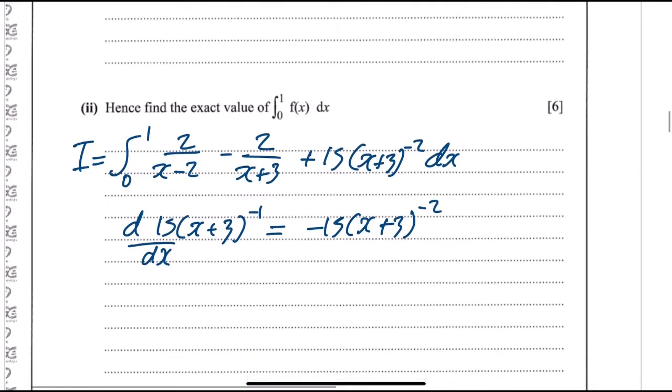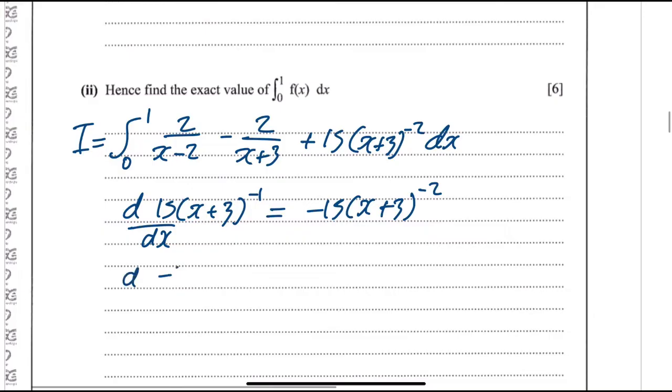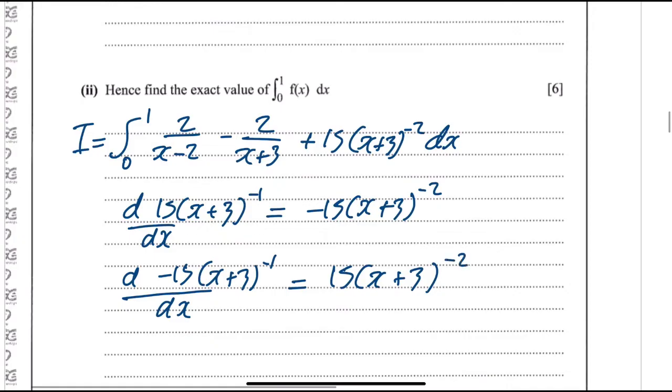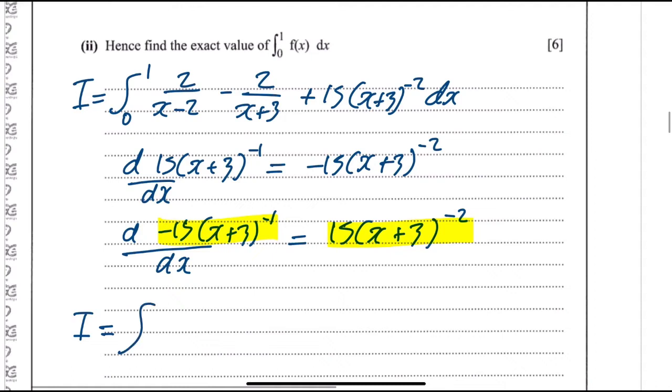So it isn't quite what I wanted. Therefore, if I differentiate minus 15(x plus 3) to the minus 1 with respect to x, I'll get what I want. I'll get positive 15(x plus 3) to the minus 2. So that means I differentiate this thing and I get this. That means if I go the other way around, if I integrate the 15(x plus 3) to the minus 2, I'll get the minus 15(x plus 3) to the minus 1. Okay, so my I equals, I'll write in that wee bit that I've just worked out, that's going to be minus 15(x plus 3) to the minus 1.